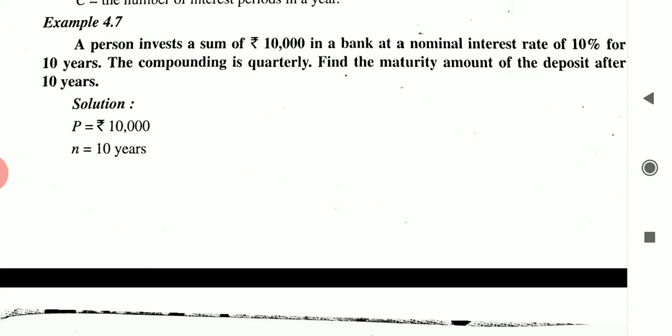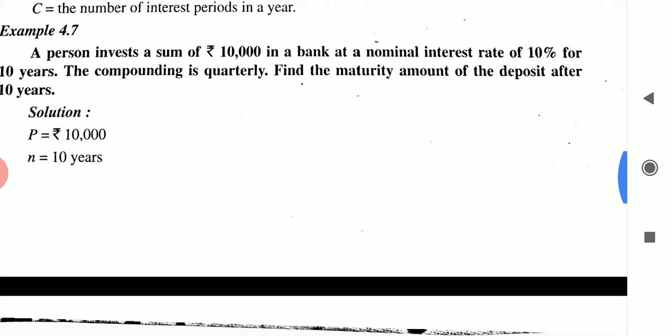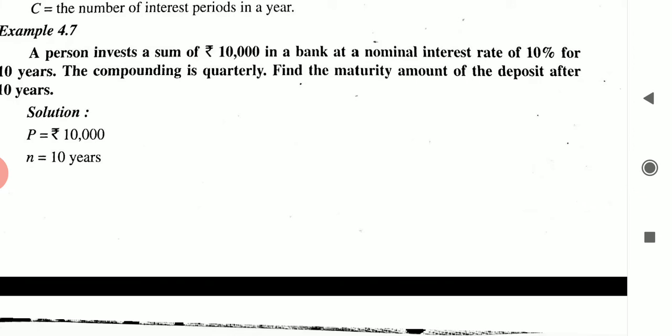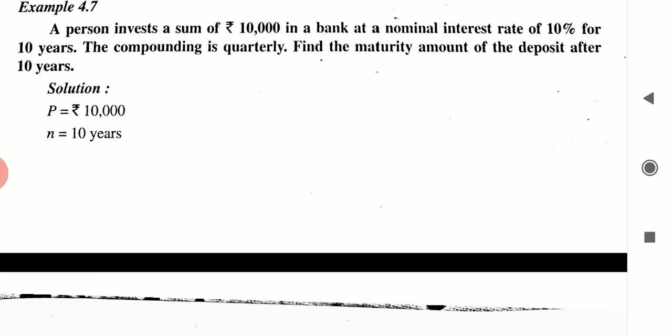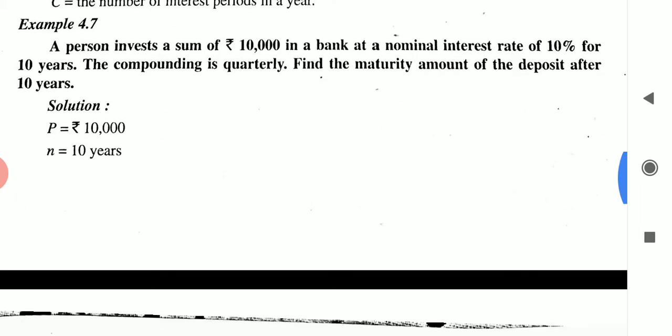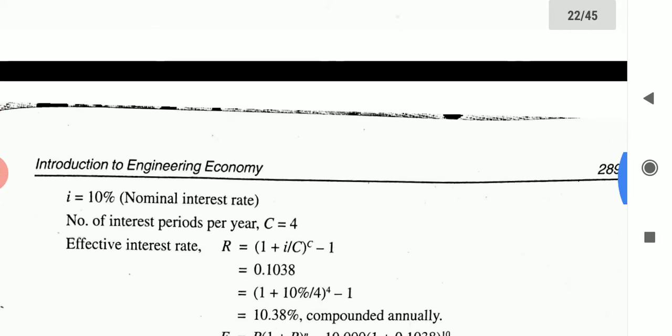I will read that problem. A person invests a sum of 10,000 in a bank at a nominal interest rate of 10% for 10 years, compounding quarterly. Find the maturity amount of the deposit after 10 years. Okay, see here, P is the invested money, N is 10 years and I is 10%.